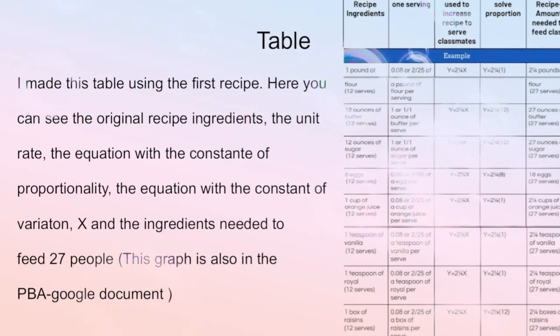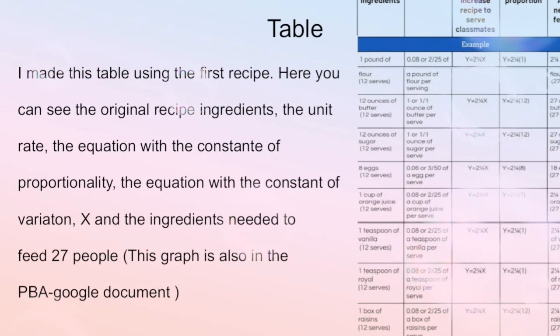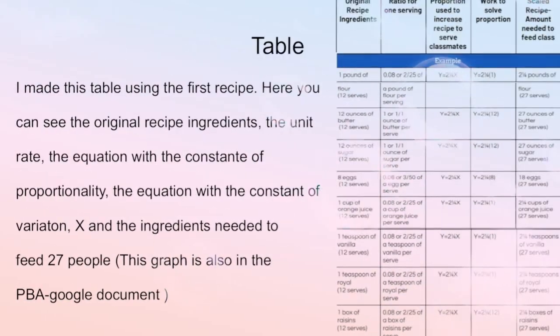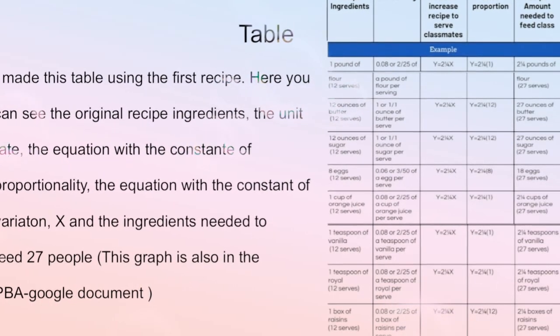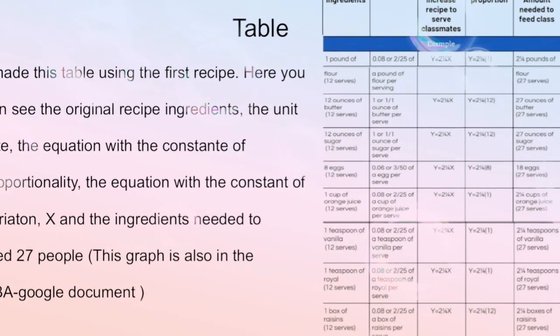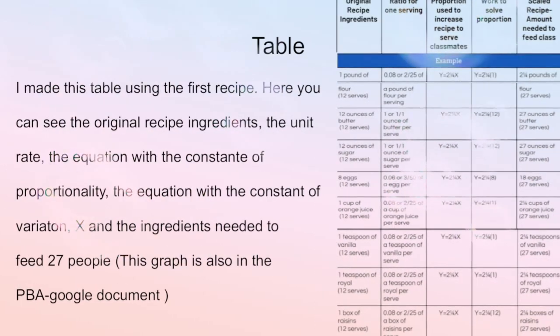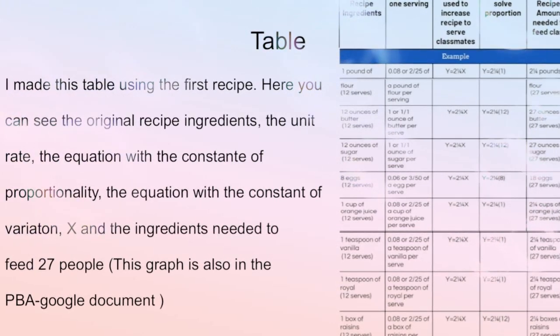Table. I made this table using the first recipe. Here you can see the original recipe ingredients, the unit rate, the equation with the concept of proportionality, the equation with the concept of variation x, and the ingredients needed to feed 27 people. This graph is also in the PVA Google document.